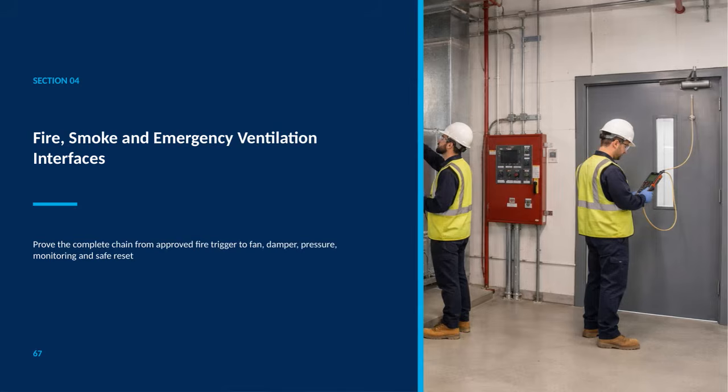Here we focus on the critical aspects of fire, smoke, and emergency ventilation interfaces. The key point here is to demonstrate the complete chain of events, starting from the approved fire trigger all the way through to the fan activation, damper control, pressure monitoring, and ultimately ensuring a safe reset of the system. This overview is essential because it shows how each component interacts seamlessly to maintain safety during emergencies.